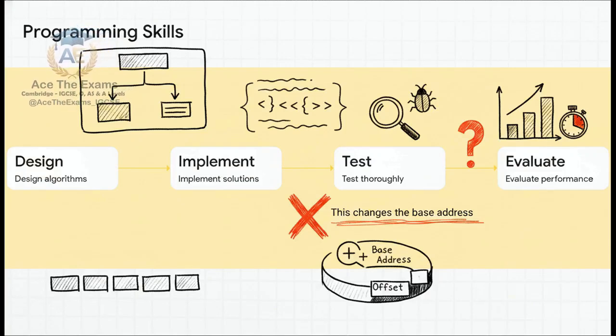Did you catch it? Let's reveal the examiner commentary. The fatal flaw is the sentence, "This changes the base address." Listen to me carefully. The index register does not change the base address. The base address remains perfectly constant. It is hard-coded in the instruction. The IX register holds an offset that is added to that constant base address to calculate a new effective address.